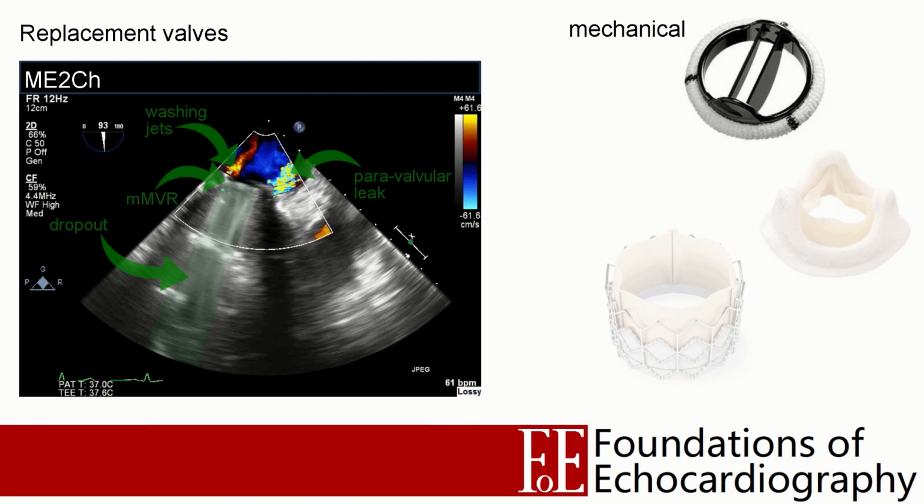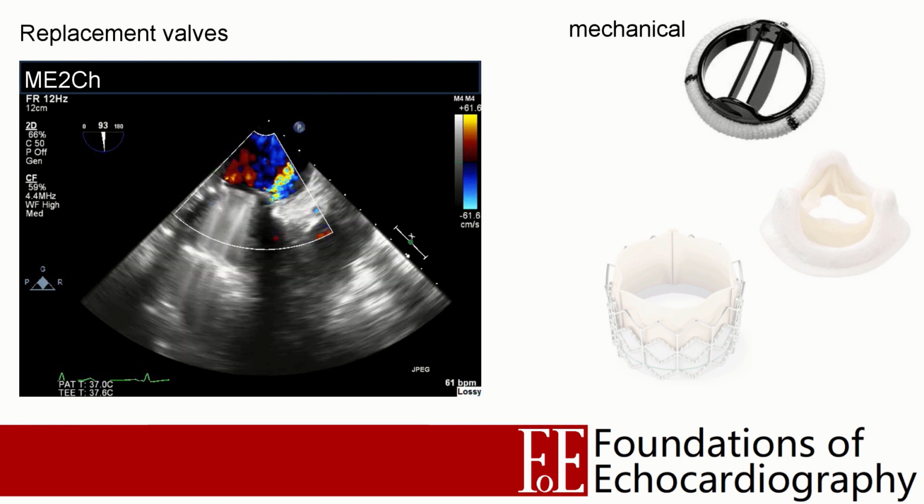With the clip frozen in systole, we can see two areas of flow back into the LA. We have washing jets which are entirely intentional and are caused by deliberate flow of blood through the hinges in order to wash out any thrombus which might be forming here. And in addition we have a large paravalvular leak at the lateral aspect of the valve.